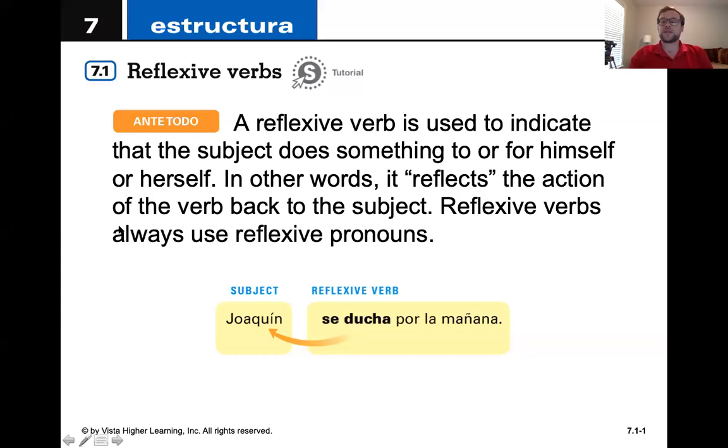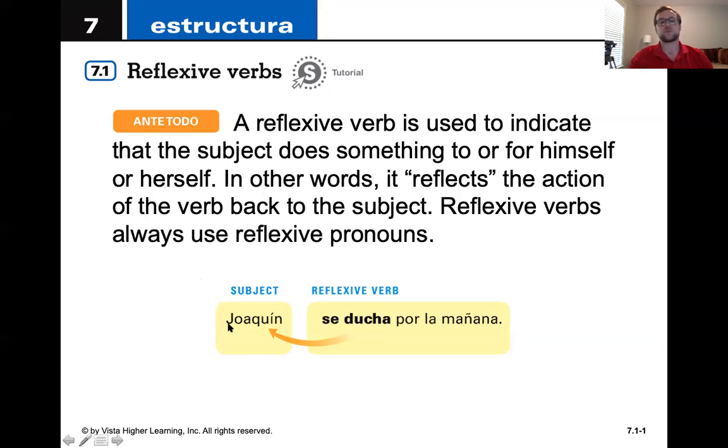Bien, so a reflexive verb, make sure you're following along in the notes and also following along with the sentences that I'm saying. Make sure you're repeating after me when I'm talking in Spanish, okay? So a reflexive verb is used to indicate something that the subject does to him or herself, or something one does to oneself, okay? In other words, it's like you're looking in a mirror, right? It reflects the action back on the subject. Okay, so reflexive verbs always use reflexive pronouns, and these are going to be very similar to our indirect object pronouns that we looked at last chapter.